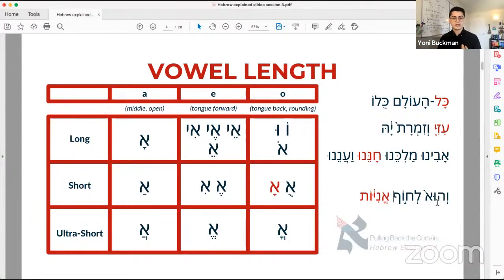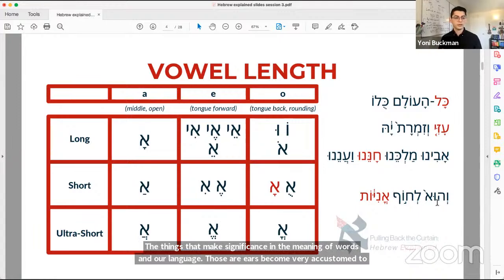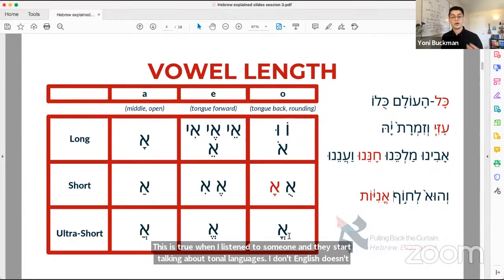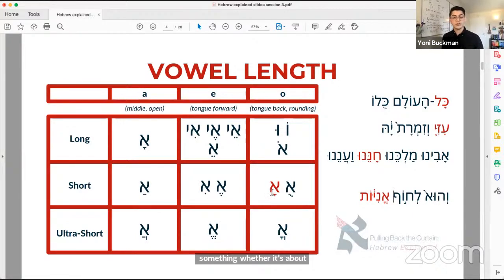This is true when I listen to someone talk about tonal languages. English doesn't really distinguish between tone, so I don't pick up on that. It's just my ear isn't used to it. So if I'm ever saying something, whether it's about a consonant or a vowel, and you're like, I really don't hear the difference between those two, it's really just that our ears haven't been trained for these systems. But there is a difference between this ultra short O, a short O, which is the one, Jerry, that you're talking about here, and then the longer O.